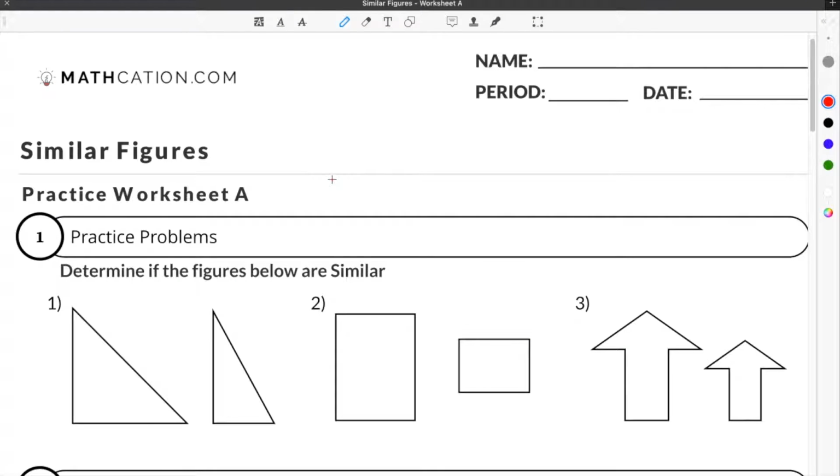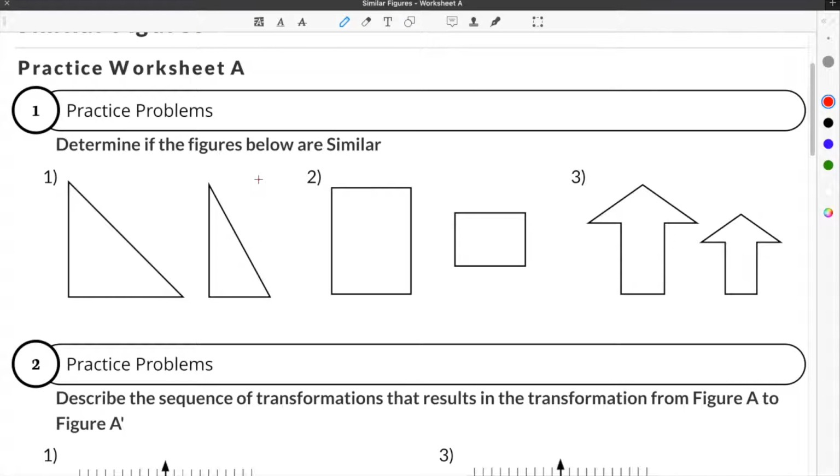This video is about our similar figures worksheet. You can get the worksheet we use in this video for free by clicking on the link in the description below. The first part of our similar figures worksheet asks us to determine if the figures below are similar. Now, a similar figure is a figure that has the same shape but different sizes. Now, when we say same shape, that means that it has to have the same angles.